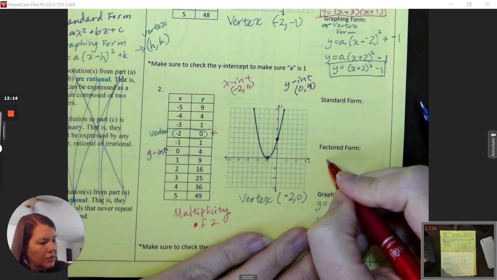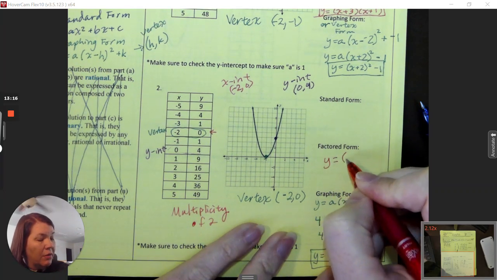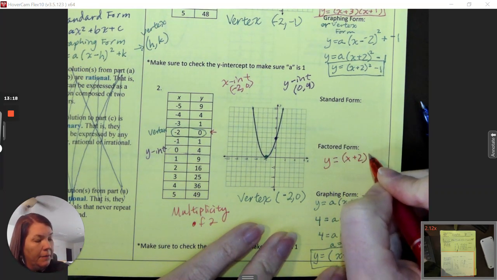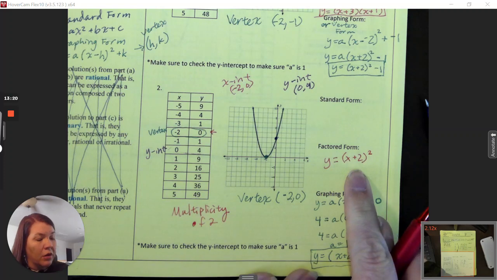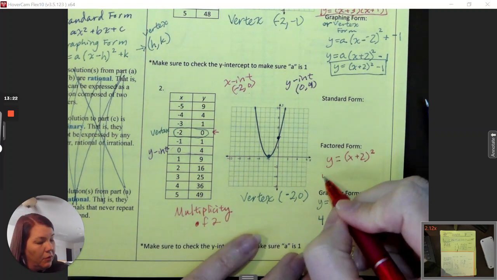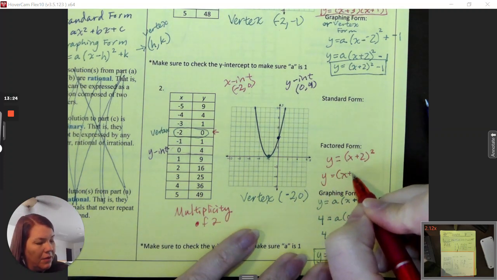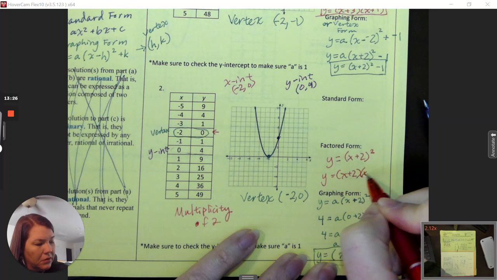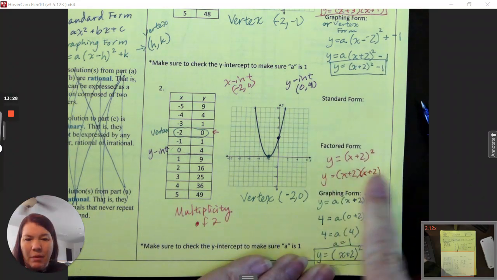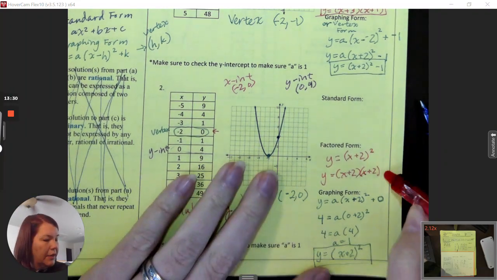And so factored form and vertex form in this problem are the same because I have two factors that are the same. If you want to maybe write it down this way, it makes a little more sense. That's why I got the same answer, factored into two factors that were identical.